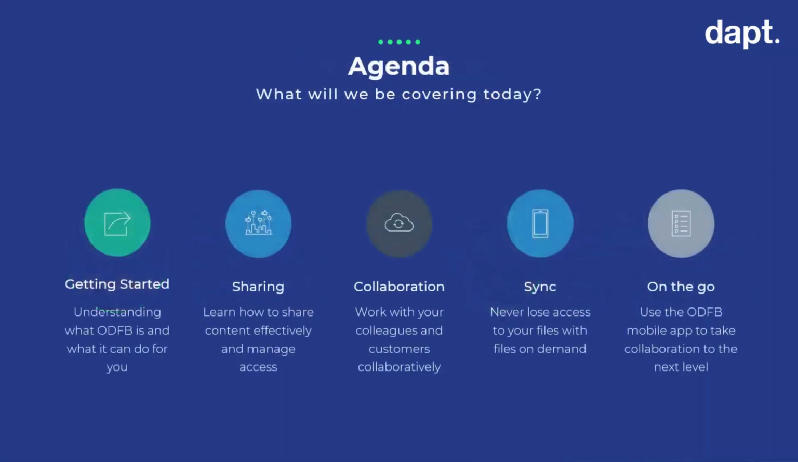Okay, so just getting started, a quick cover of the agenda today. We'll have a quick look at OneDrive for Business from a very high level, just to understand what it's all about. And then we'll jump into sharing. So, how do we share content effectively? How do we manage access to the things that we've shared? Once we have shared, we'll look at some of the collaboration options as well, so the ability to collaborate effectively with our colleagues.